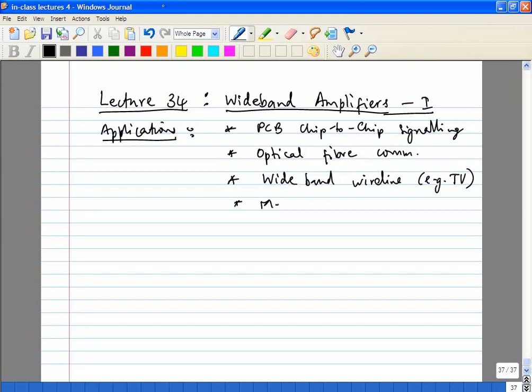Measurement equipment, for example, oscilloscopes. A lot of these circuits have traditionally been used in very wideband measurement circuits, and oscilloscopes are a good example.